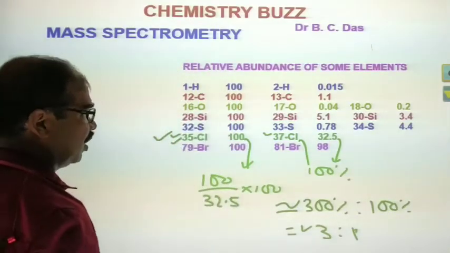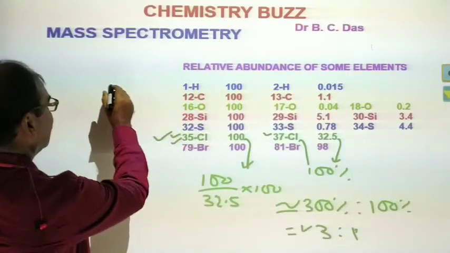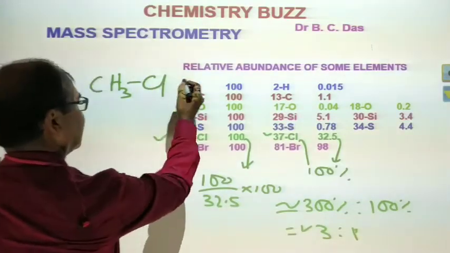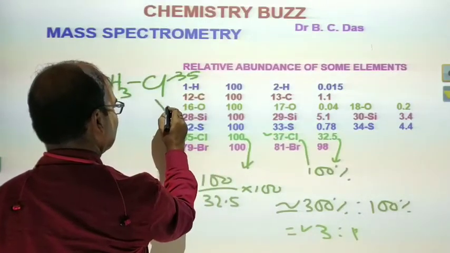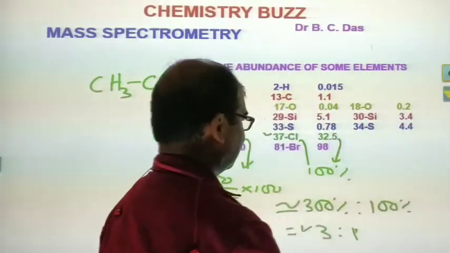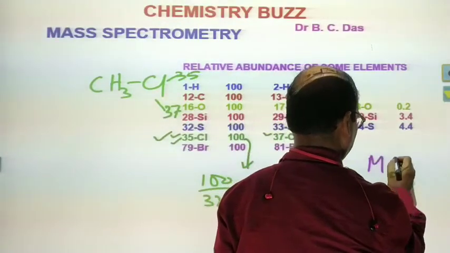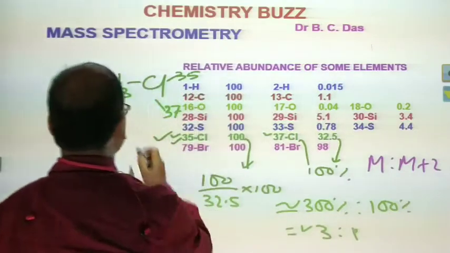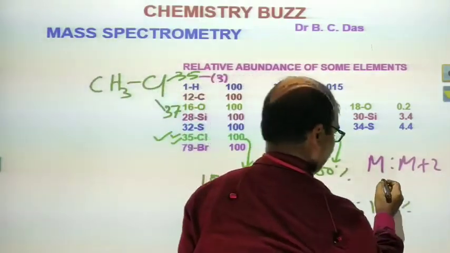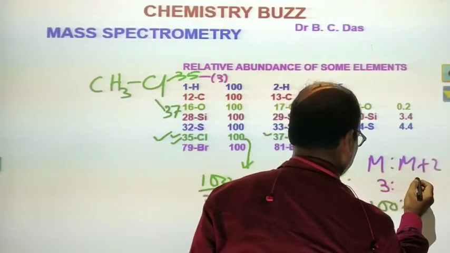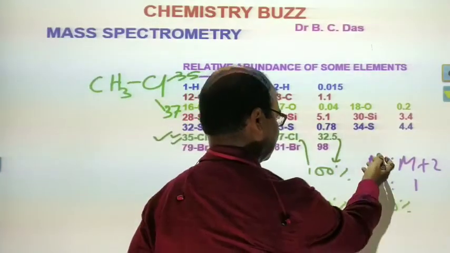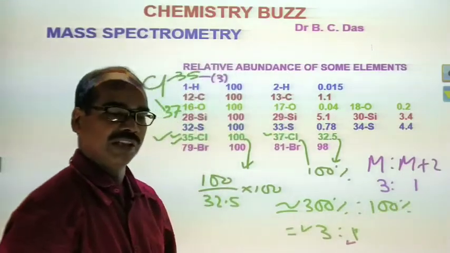Suppose the compound contains one chlorine atom, for example CH3Cl. This Cl may be the 35 or the 37 isotope. So we will have the peaks M and M plus 2. For M, we consider 35Cl, and the weightage given is 3. For 37Cl, we give the weightage 1. So the ratio of M to M plus 2 is 3:1.